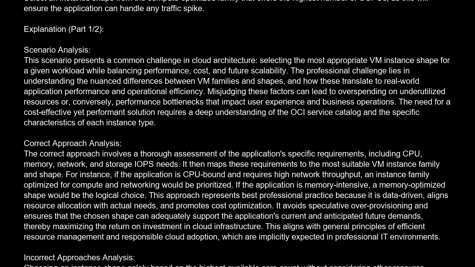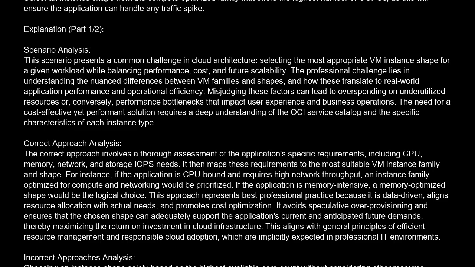Misjudging these factors can lead to overspending on underutilized resources or, conversely, performance bottlenecks that impact user experience and business operations. The need for a cost-effective yet performant solution requires a deep understanding of the OCI service catalog and the specific characteristics of each instance type. Correct approach analysis. The correct approach involves a thorough assessment of the application's specific requirements, including CPU, memory, network, and storage IOPS needs. It then maps these requirements to the most suitable VM instance family and shape.